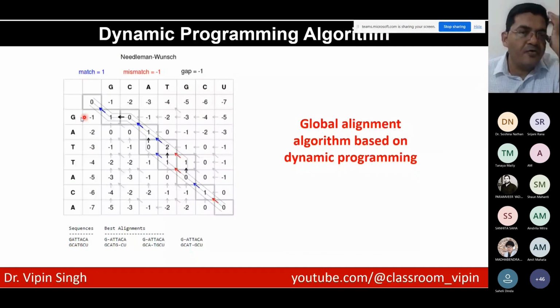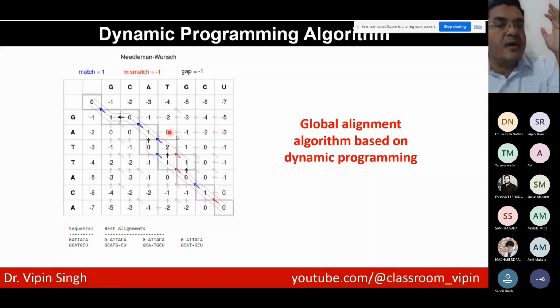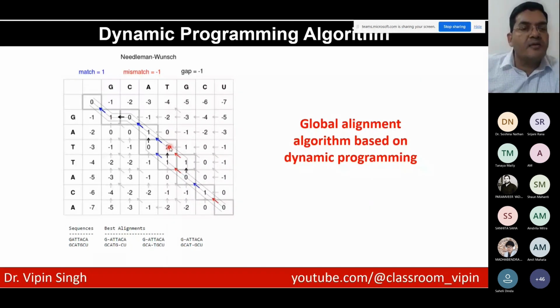So G and G, they match, so you give a score of 1, right? Likewise, what you also do is take into consideration the parallel scores in the remaining three blocks. Here the highest score is 0. To that you add +1, it becomes 1, right? Then likewise, if you move on, you can look at this block here. Again, you're looking at these three blocks on the top, and there is already 1 here. And then this is a match, T and T. So you say 1 + 1, it becomes 2, right?